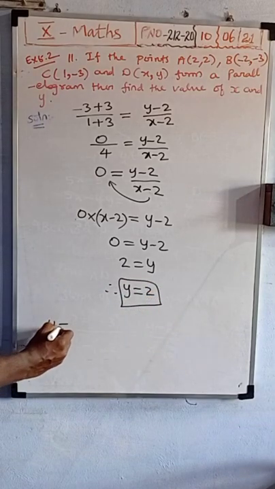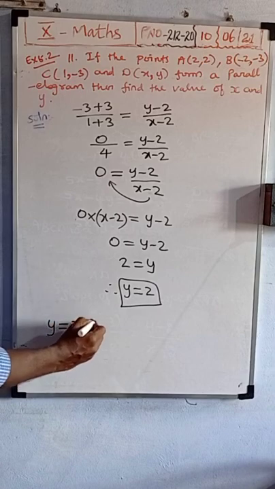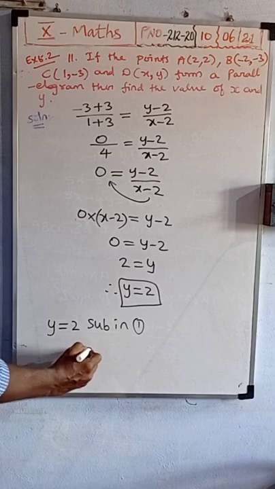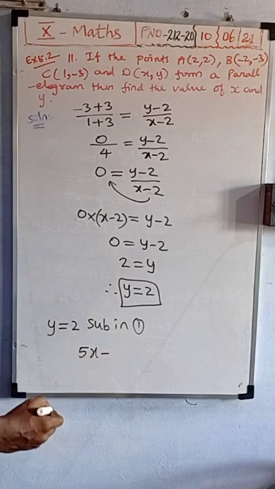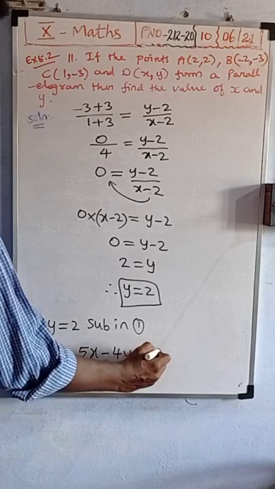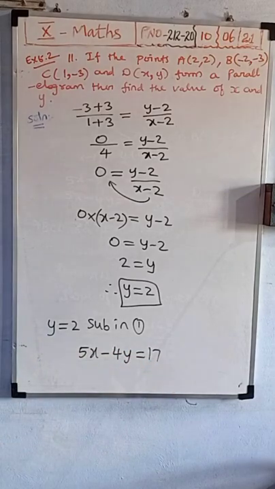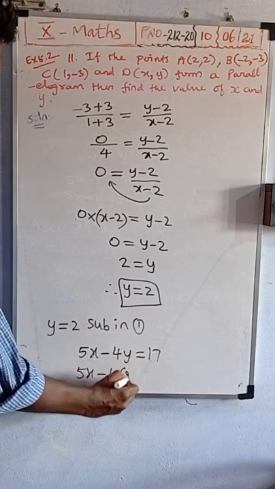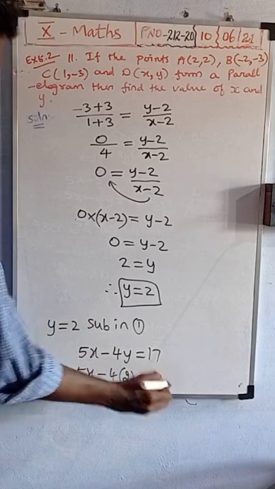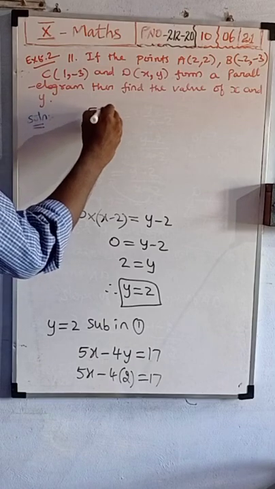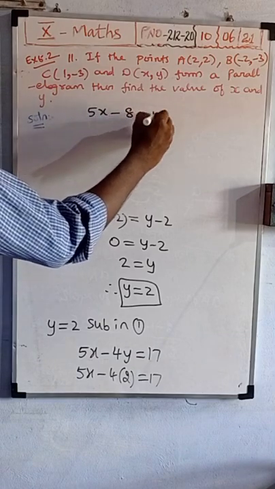Now we need the value of x. So y is equal to 2. Substitute in equation 1. Equation 1 is 5x minus 4y is equal to 17. Instead of y, substitute 2. So 5x minus 4 times 2 is equal to 17. Now 5x minus 4 twos are 8 is equal to 17.